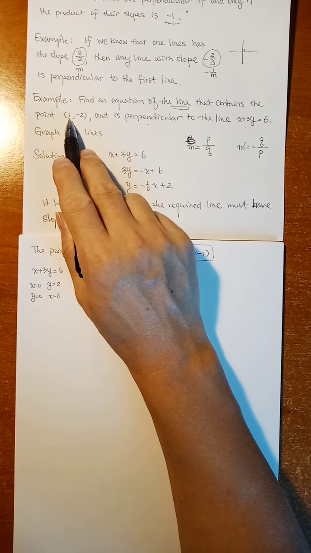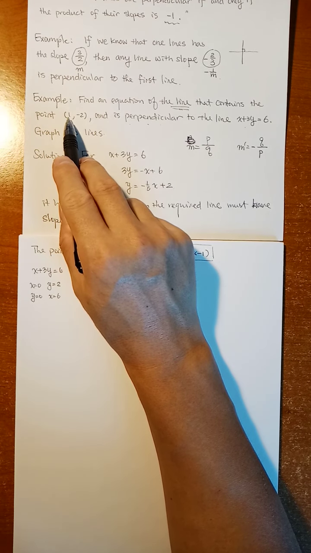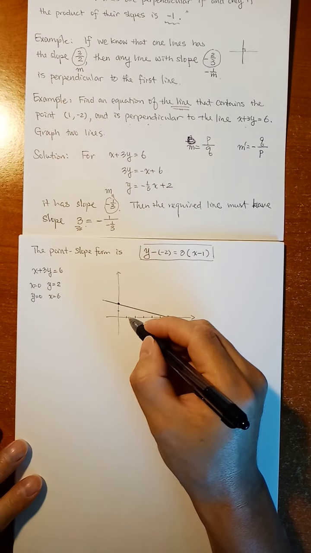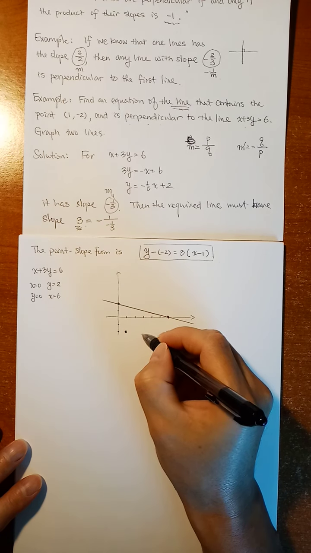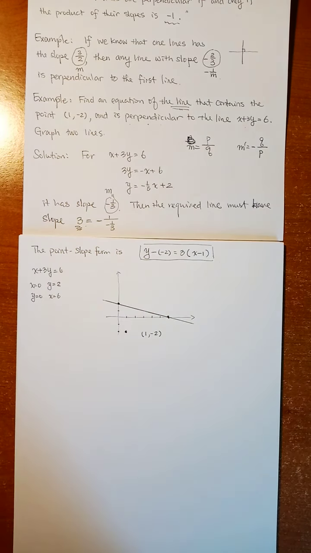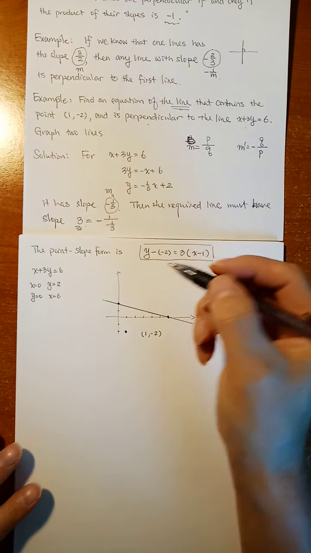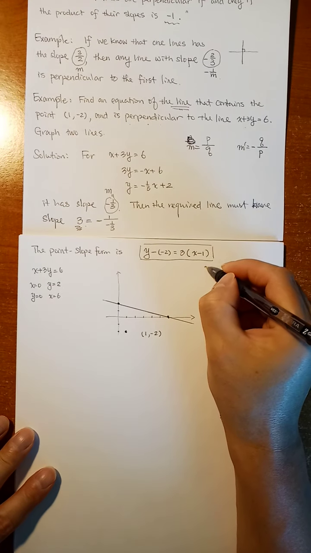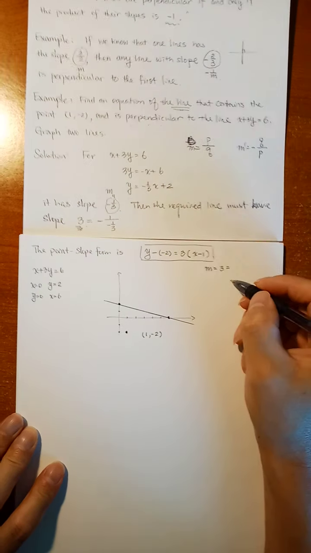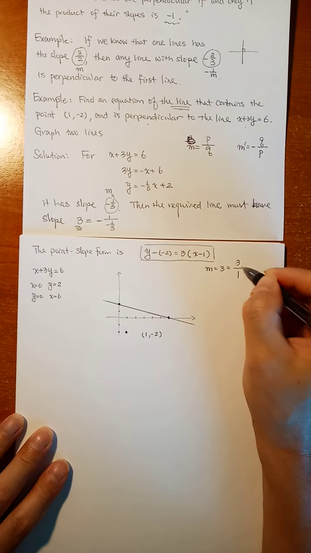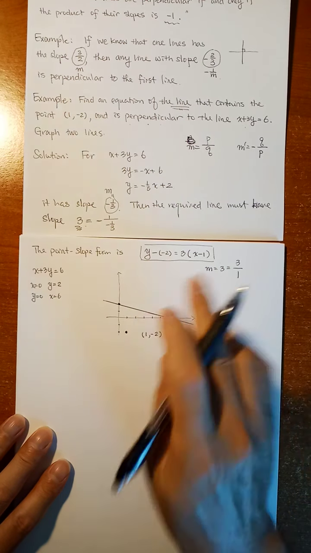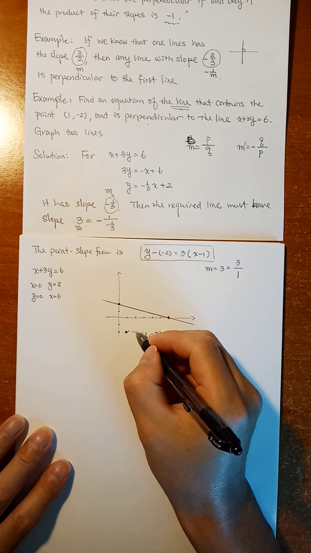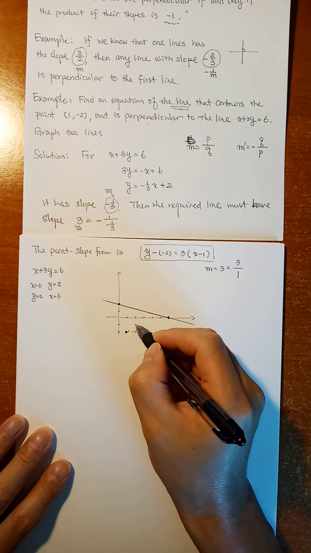And now let's talk about the required line. The required line passes through 1 and negative 2. This point. The slope is 3. Slope is 3, and 3 is rise over run, so it's 3 over 1. Rise is 3, run is 1. It's positive, so you move to the right.